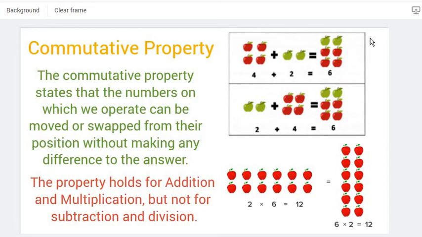For multiplication, right here, it says 2 times 6 is equal to 12. Here you have 2 rows of 6 apples, which is the same thing as having 6 rows of 2 apples each. You're still going to get 12 in total. So the commutative property means that you can swap the numbers. The order in which you write the numbers does not matter. Now the commutative property only works for two operations, addition and multiplication, not subtraction and division. So just remember that.